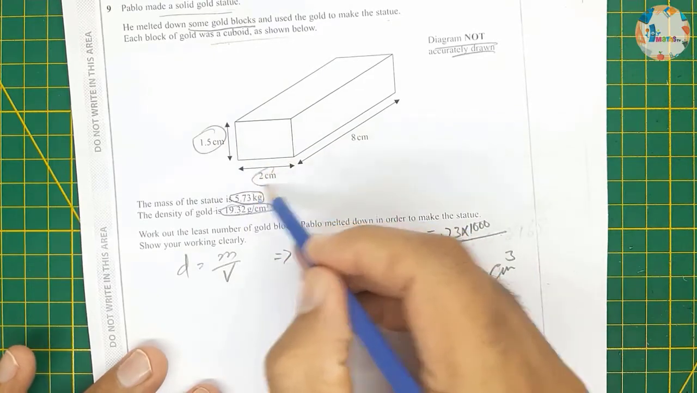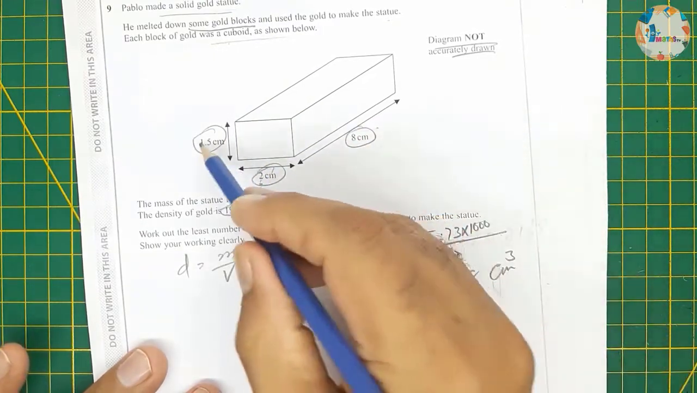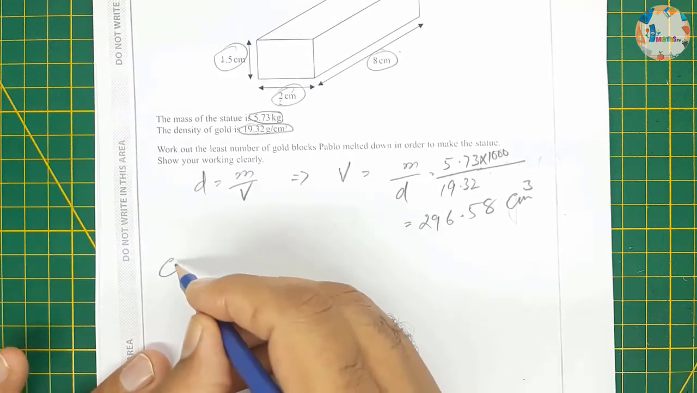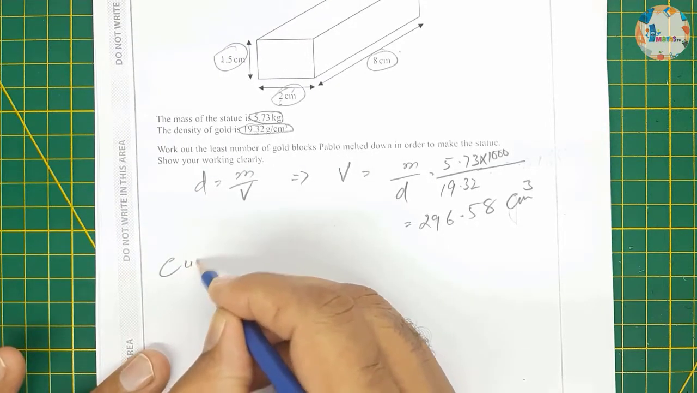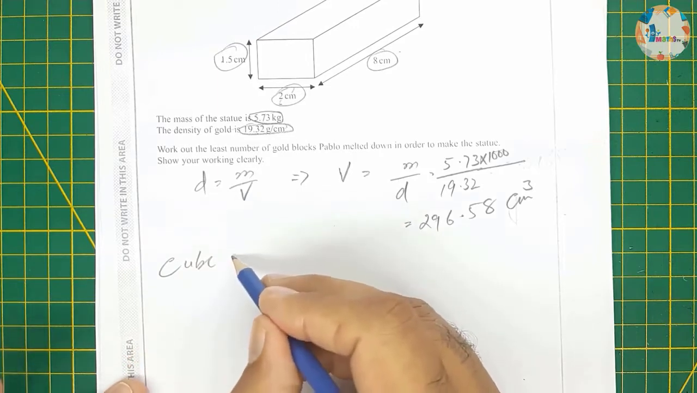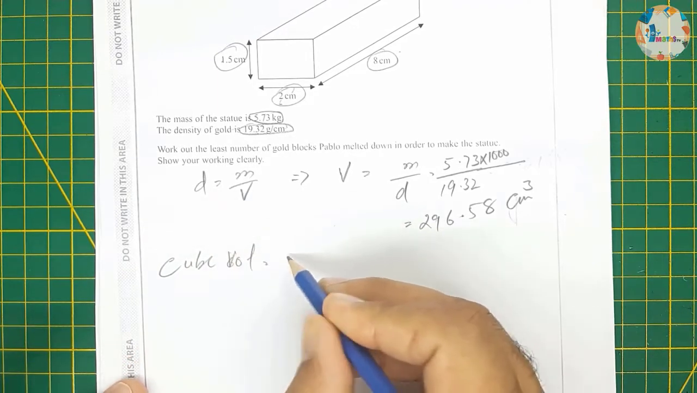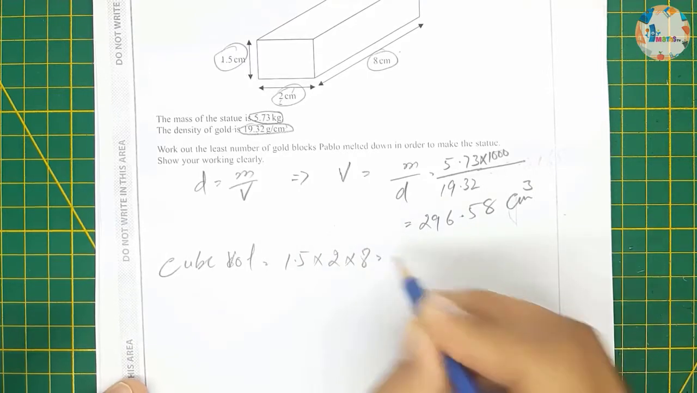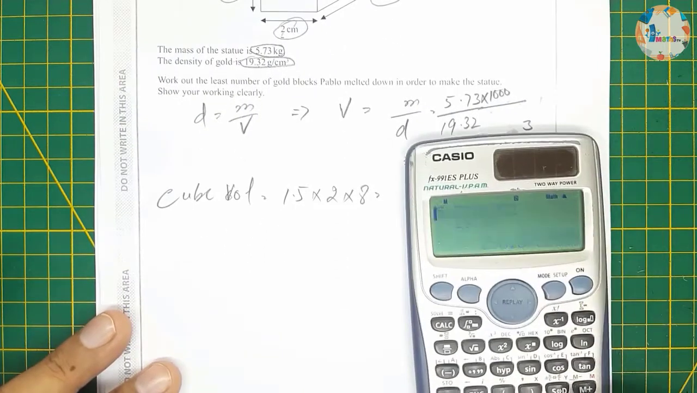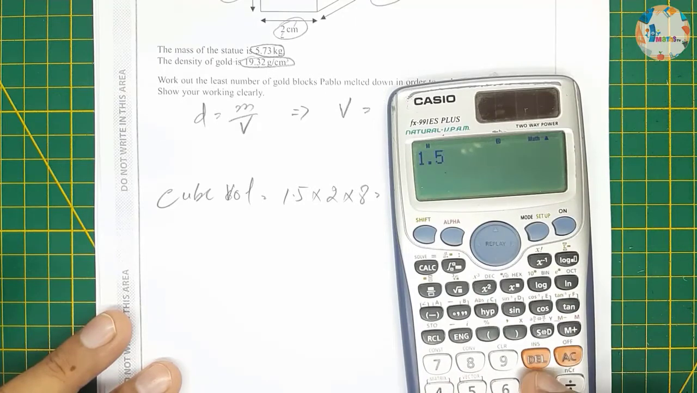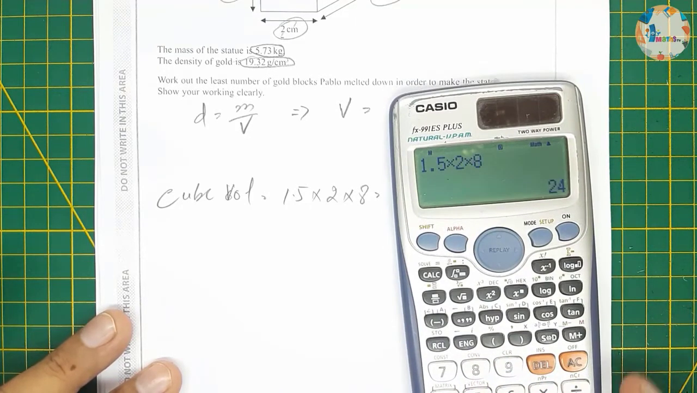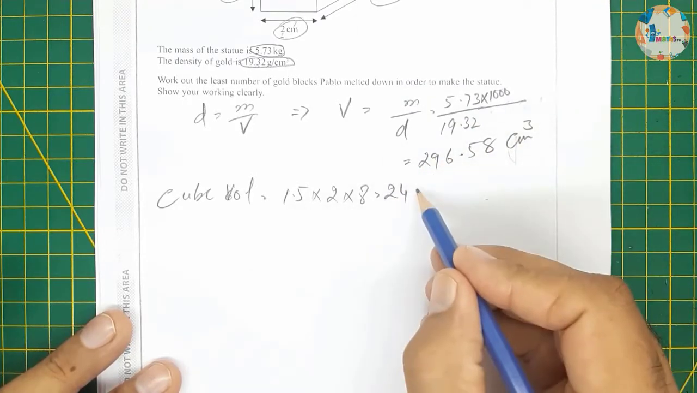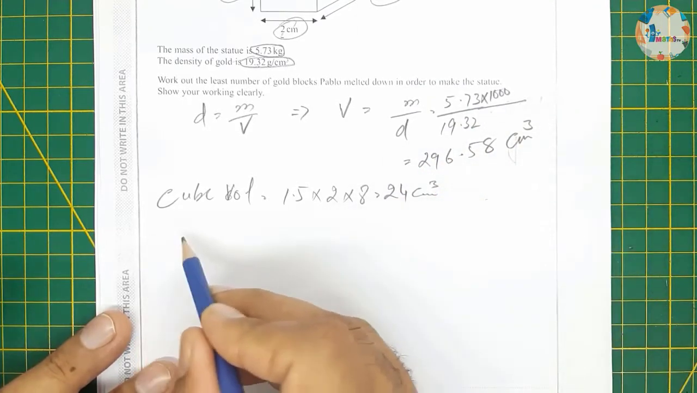Now we can check the volume of this cuboid. This will be length into width into height. So the volume of 1 block will be equal to 1.5 into 2 into 8, and this is equal to 24. So this number will be divided by 24.